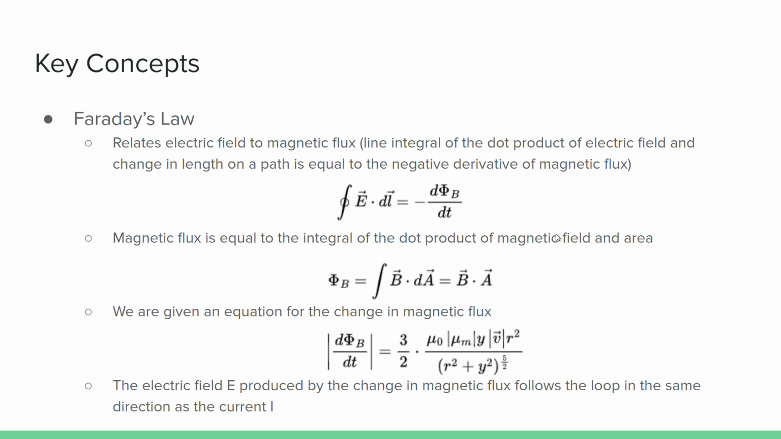Some key concepts involved in this lab are Faraday's Law, which relates the electric field to a magnetic flux, and is equal to the line integral of the dot product of the electric field and the change in length of a path, which is equal to the negative derivative of the magnetic flux. And magnetic flux is equal to the integral of the dot product between the magnetic field and the change in area, or more commonly the product of the magnetic field and the area. We are also given an equation for the change in magnetic flux, which is given below, and the electric field E produced by the change in magnetic flux follows the loop in the same direction as the current I.